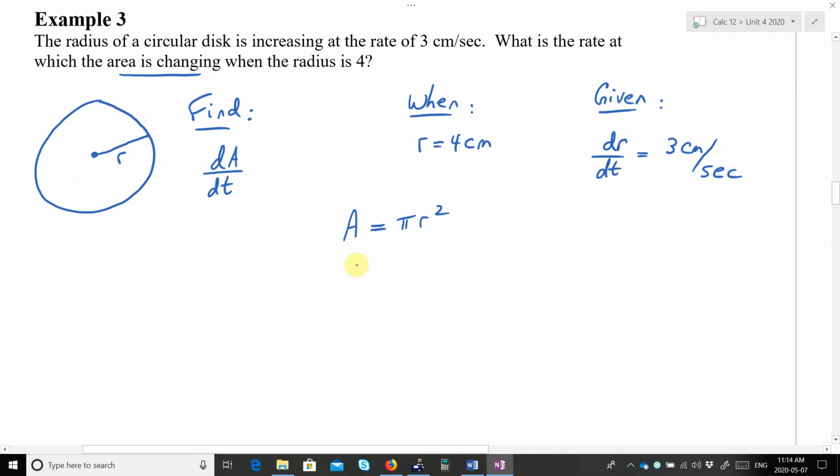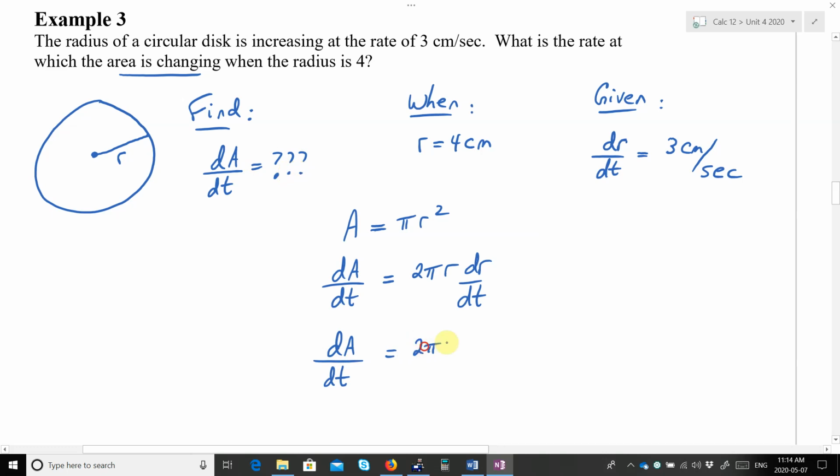Okay, differentiate both sides with respect to time. So dA/dt is equal to 2πr times dr/dt. And they want us to find dA/dt. Notice it's by itself in the equation already. That's not always going to happen. We might have to do some algebra first. But in these first few examples, we've got what we want to find by itself.